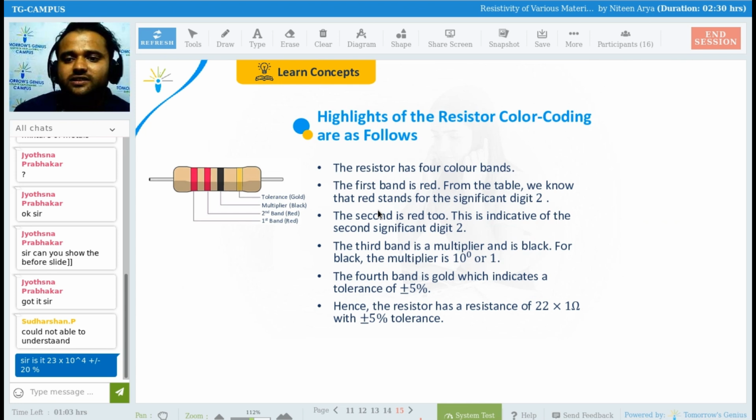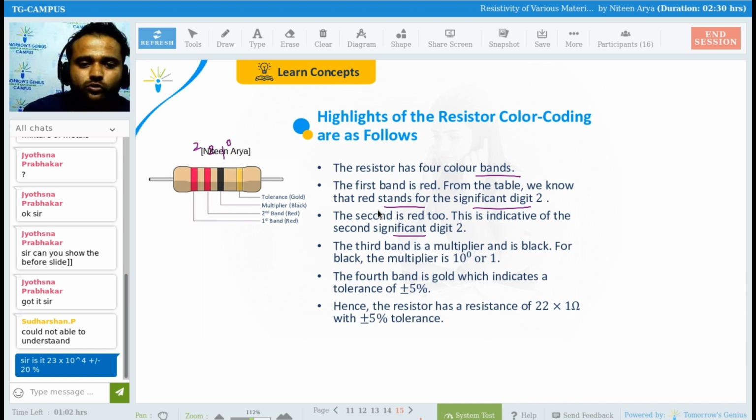So these are the highlights of this particular resistor color coding, as follows. The resistor has 4 color bands. For this particular one, how you need to find it, how you need to write it down. The first band is red. From the table we know red stands for the significant digit 2. The second band is red, so the second significant digit is also 2. The third one is the multiplier, 10 to the power. Here it is black, so it is 0. It is 2, it is 2, it is gold. Because it is written over, tolerance is gold, so that is 5%.